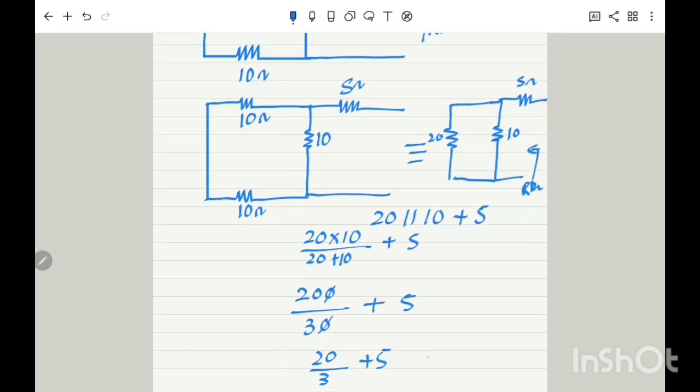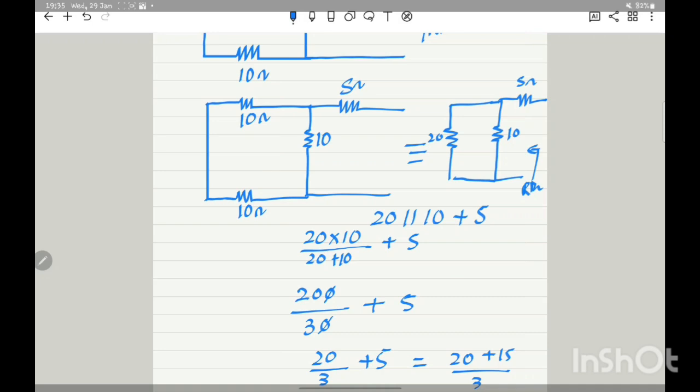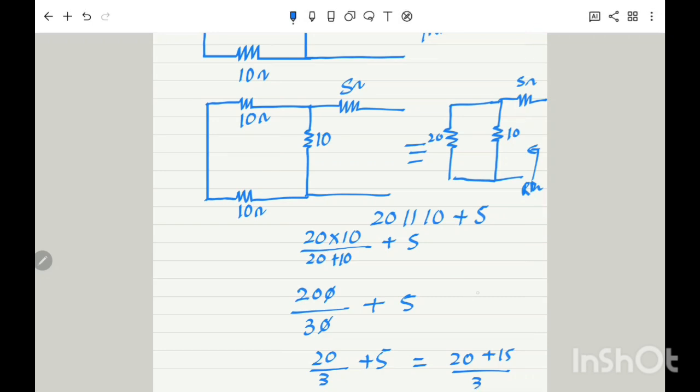and this will equal to 20 plus 15 divided by 3, and this will equal to 20 plus 15, that is 35 divided by 3. Okay, so this is answer. Thank you.